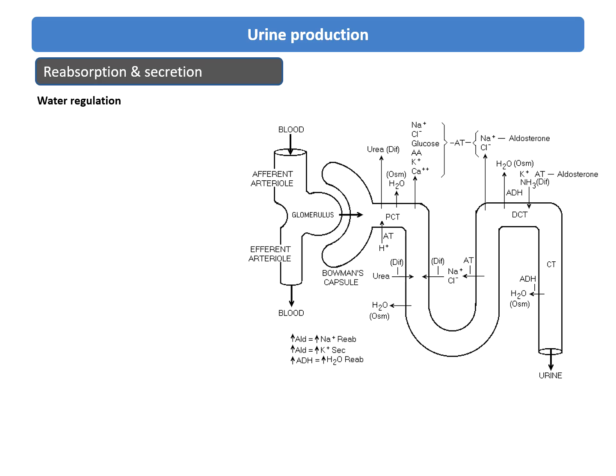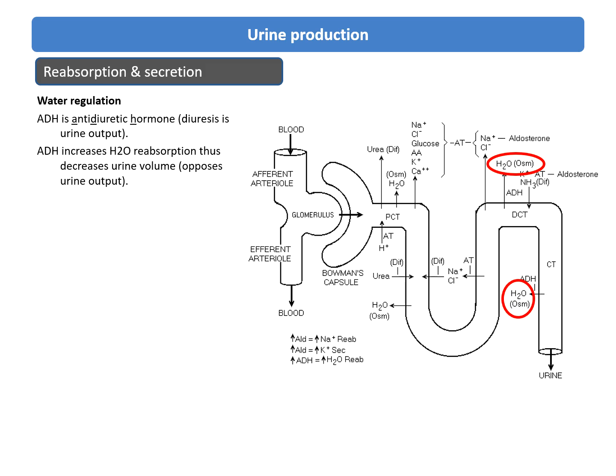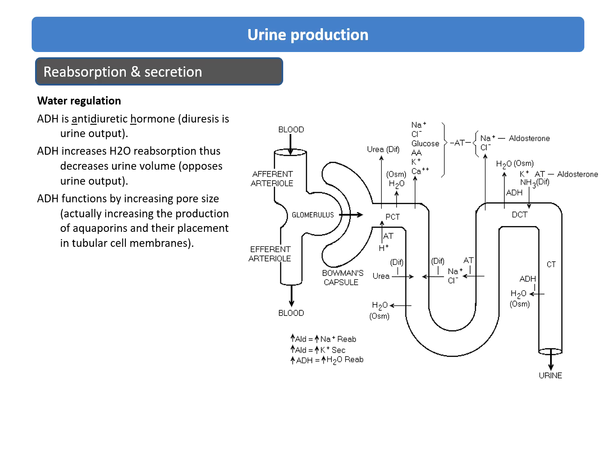Now, more details of water regulation. ADH is the antidiuretic hormone. Diuresis is urine output. ADH increases water reabsorption, thus it decreases urine volume. That opposes the urine output. ADH functions by increasing the size of the pores. Actually, it doesn't do that. It actually increases the production of aquaporins and their placement in the tubular cell membrane. But it's convenient to think of them as increasing pore size.